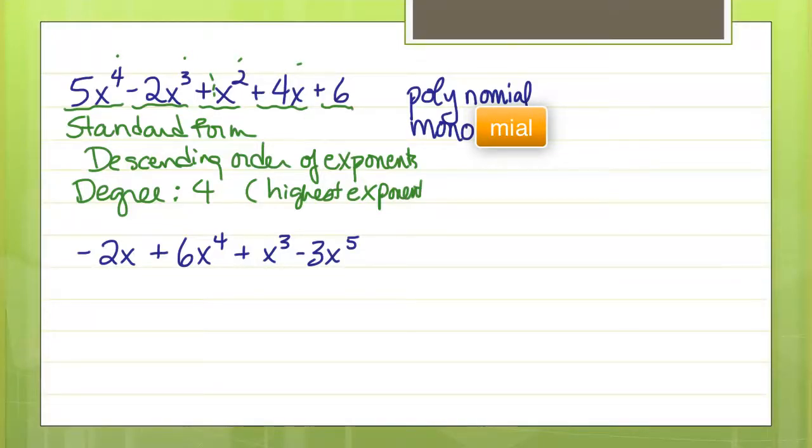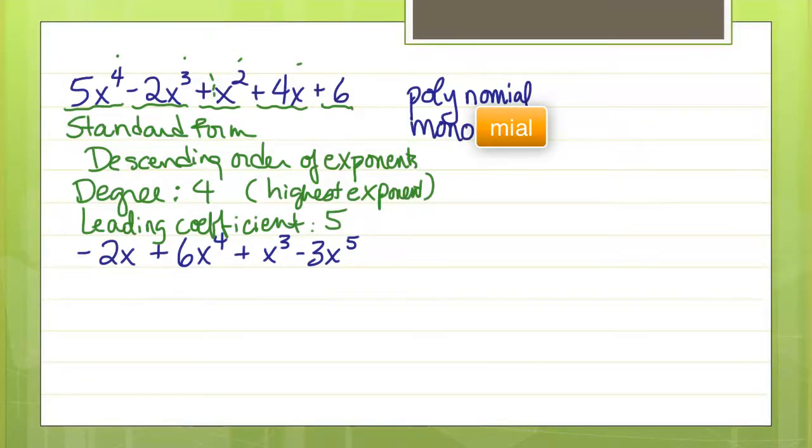And when we talk about the degree of a polynomial, that's going to tell us very important things about its graph, etc. And the other important thing when we talk about the leading coefficient of a polynomial, it has to be in standard form. So in this case, the leading coefficient is 5.